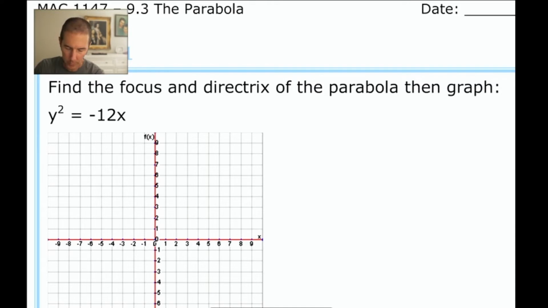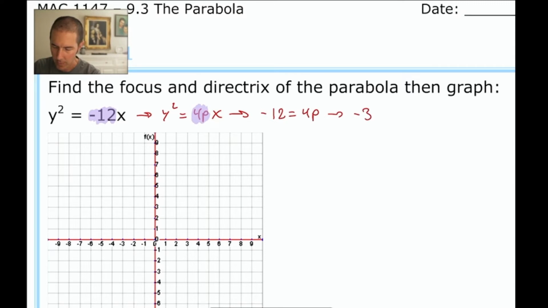So if we match this up with the idea of y squared equaling 4px, then we can see fairly clearly, I think, if you want to highlight it or something, you're welcome to do that, that the negative 12 is equal to 4p. And so we can say that negative 3 is equal to p.